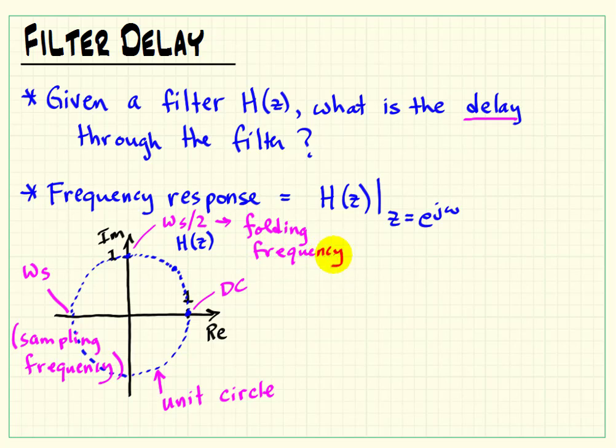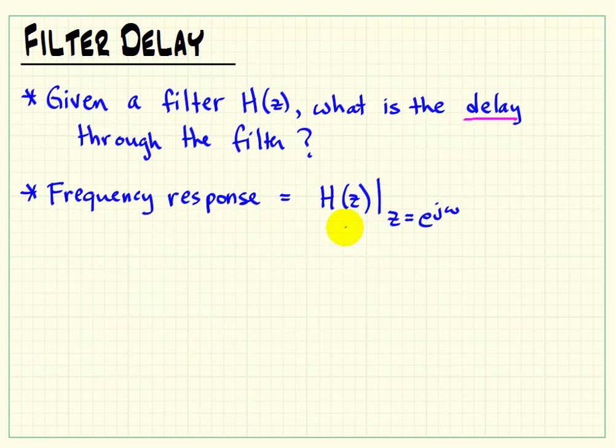When we want to consider the frequency response of a filter, we are typically interested in evaluating that response from DC out to the folding frequency. So we can think of this as evaluating our transfer function H of z along that arc in the complex plane.